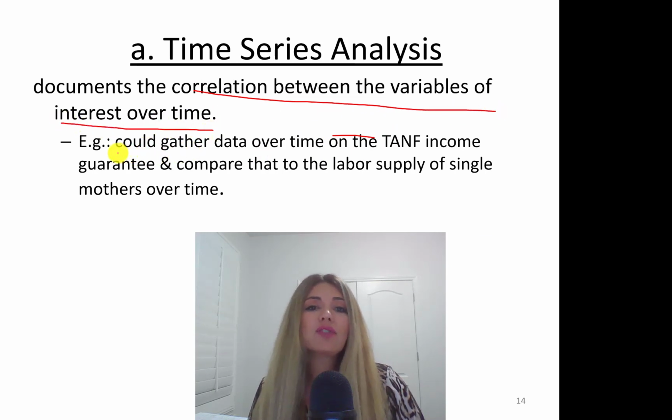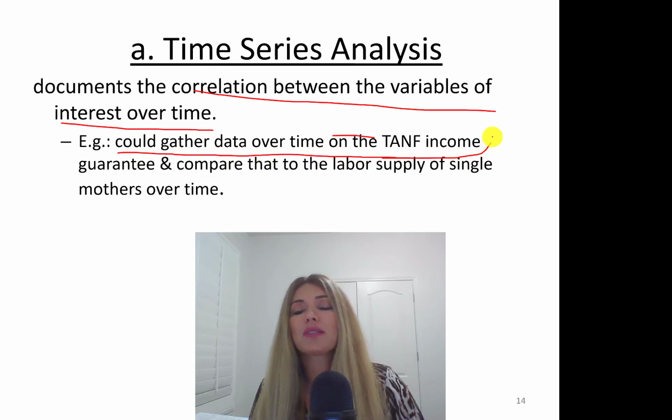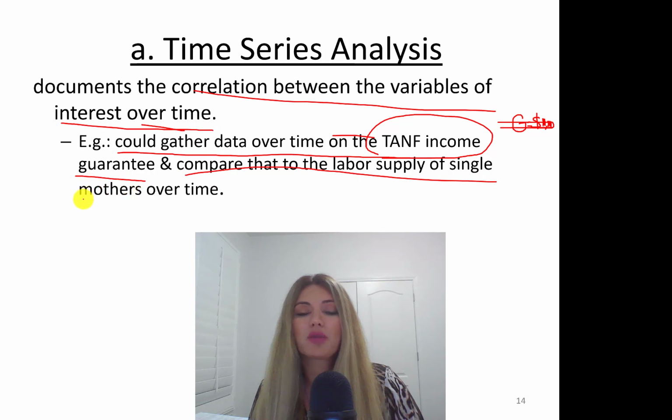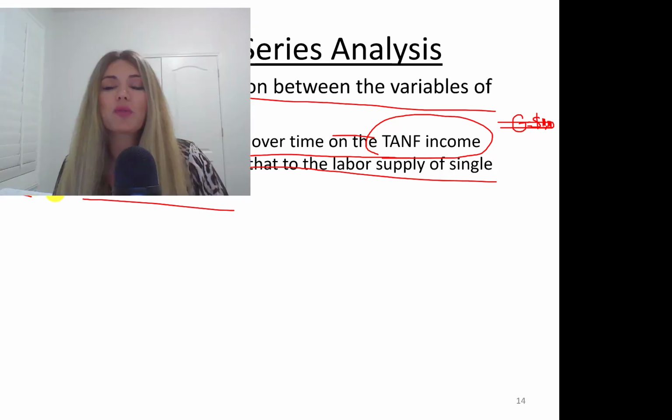So for instance, we could gather data over time on the Temporary Assistance to Needy Families income guarantee that we studied. This is basically the government giving a certain guaranteed income to a single mother of 3, let's say, $10,000 a year. I'm just making up the numbers. That's actually pretty generous. Okay? And compare the labor supply of single mothers over time. So we're actually looking at the Temporary Assistance to Needy Families income guarantee average for the sample, and also the labor supply of these women over time.